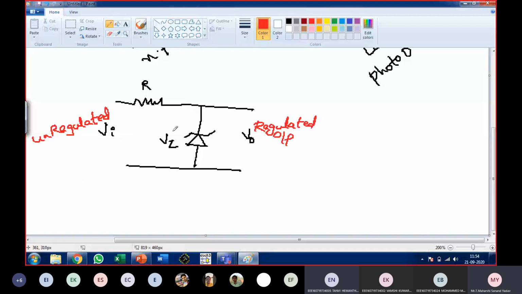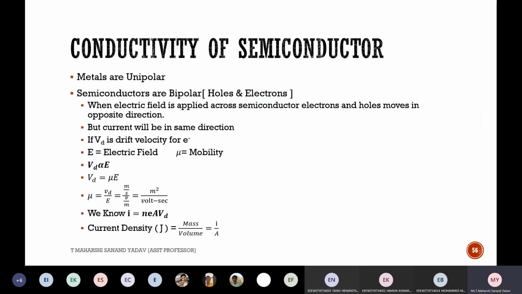Suppose VZ is 6.2. The input we apply should be greater than 6.2 for this diode to be in the on state. You may get confused with this characteristic, because till now you know the characteristic for forward bias and reverse bias. After some voltage VZ, current starts increasing. The main application of the Zener diode is that it works within this straight line region, the breakdown region.